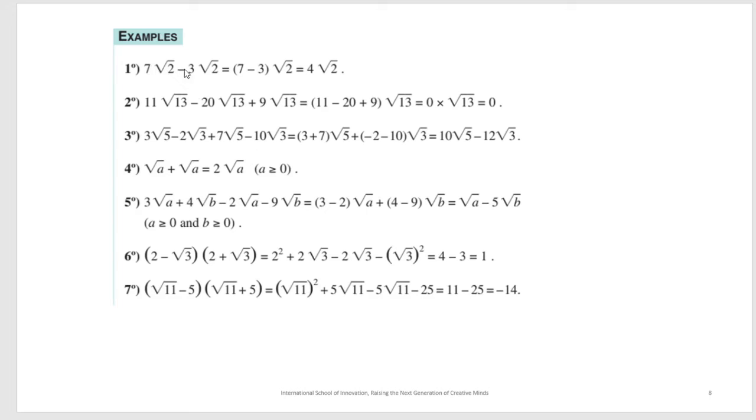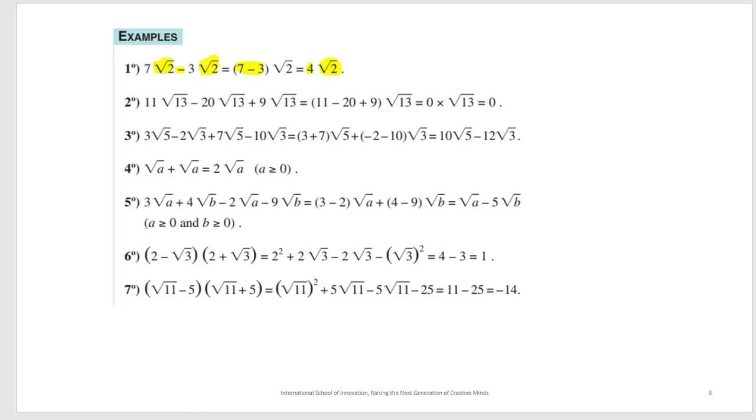7 radical 2 minus 3 radical 2. With minus, it's the same. We will suppose that the radical 2 is the apple here or the x. So 7x minus 3x, 7 minus 3 is 4 radical 2 only. So it's 4 radical 2.